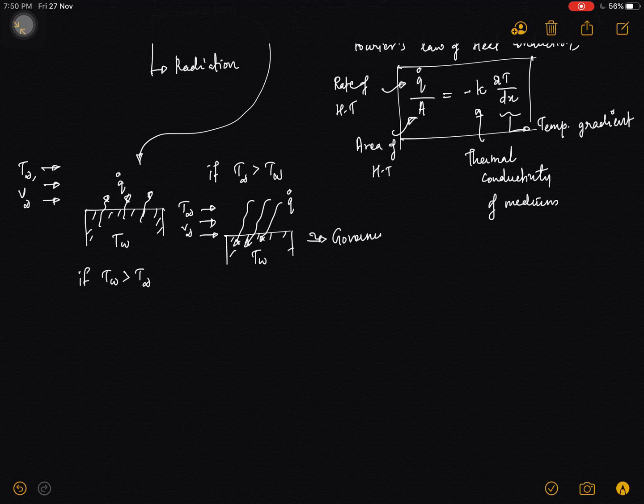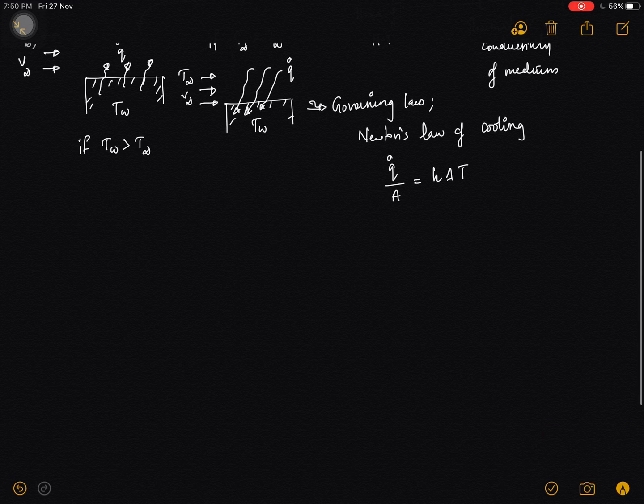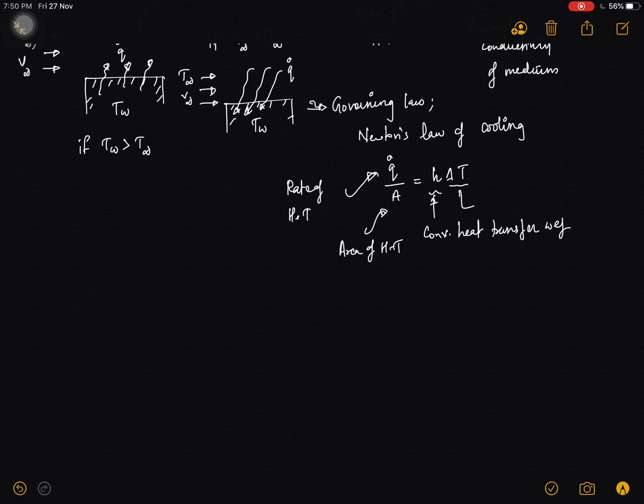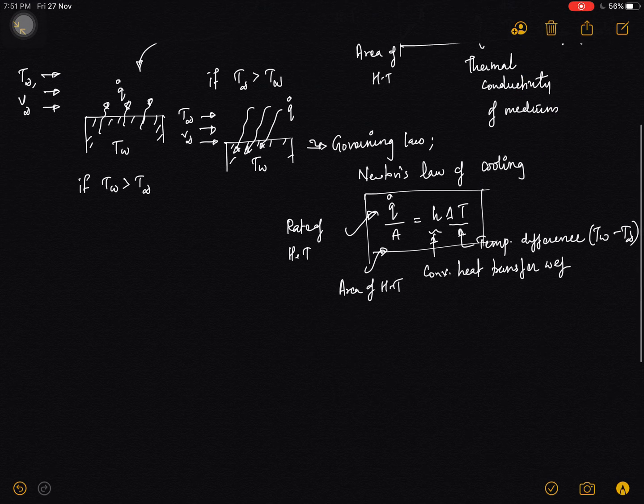The governing law behind this mode of heat transfer is Newton's law of cooling. It states that heat transfer per unit area, Q dot by A, will be equal to h into delta T, where Q dot is the rate of heat transfer, A is the area of heat transfer, h is the convective heat transfer coefficient, and delta T is the temperature difference. In this case it will be Tw minus T infinity. So this is the law which governs the convective mode of heat transfer.